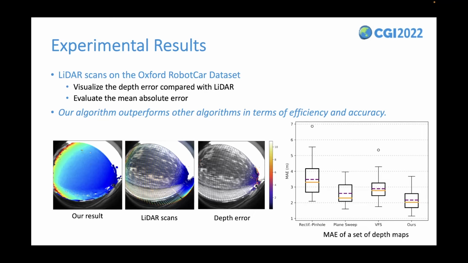Here we present the comparison with LiDAR scans. We show the visualization of depth error compared with LiDAR. The left figure is the depth map generated by our method. The figure next to it is the LiDAR scan, and the other figure shows the depth error. The depth error increased in the points far away from the camera. We observe that our algorithm's depth map is close to the LiDAR scan.